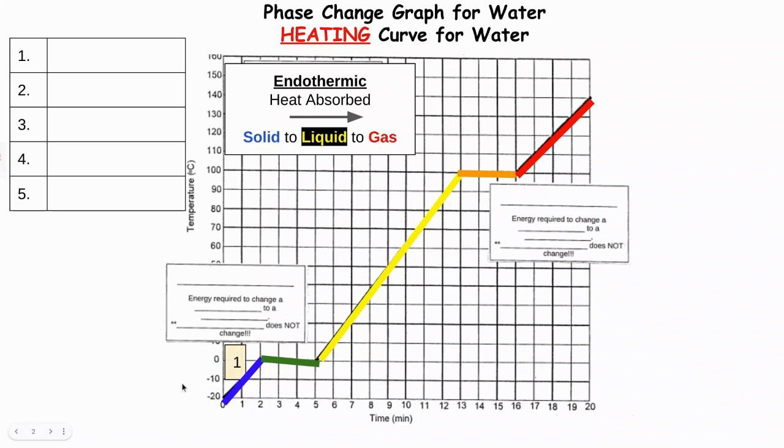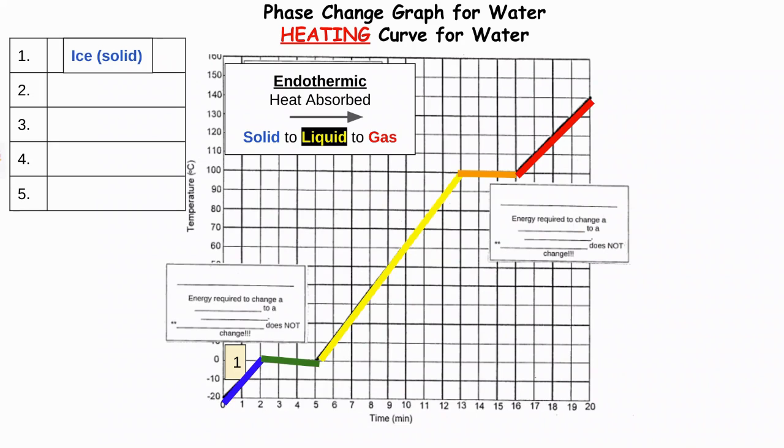We're going to start down bottom here at number 1. Go ahead and color yours in blue by the number 1 there. That's going from negative 20 degrees when we start, and 2 minutes later, it's up to 0 degrees Celsius. Phase 1, we're starting as a solid. At this point, we're talking about ice, so it is a solid.